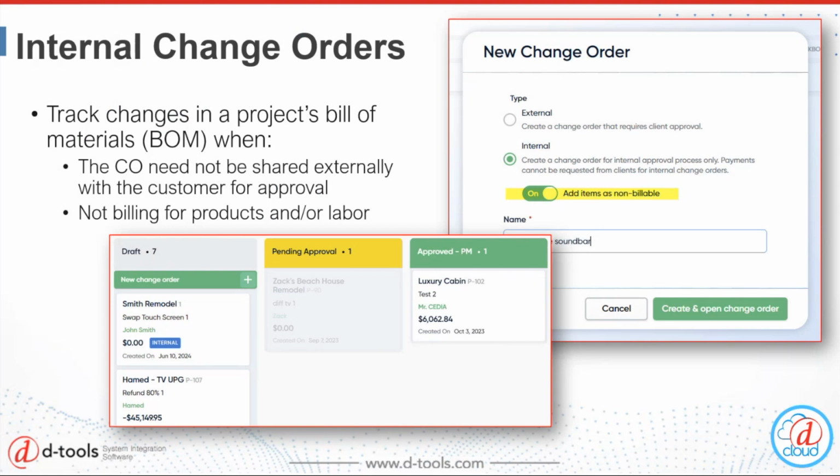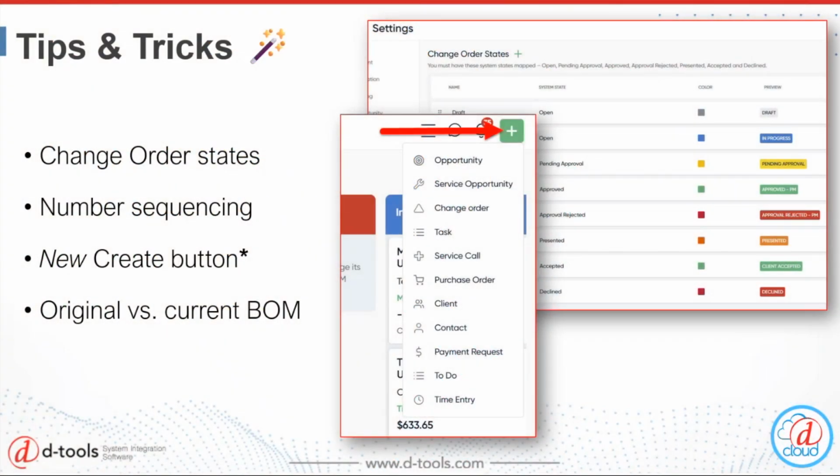Then we'll walk through creating an internal change order. These changes do not need to be shared with the client and typically don't affect our payment schedules or the project budget too much. And as always, I'll be sprinkling in some of my favorite tips and tricks as we move through the software: the ability to rename your change order states, number sequencing for external and internal change orders, our brand new Create button, and looking at the current bill of materials once we've accepted or approved our change orders.